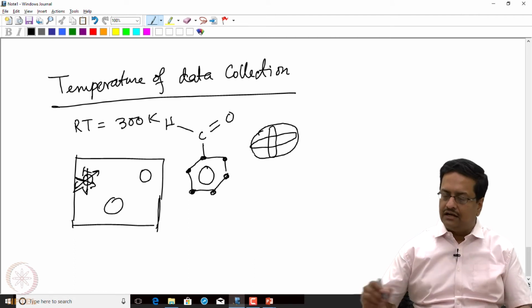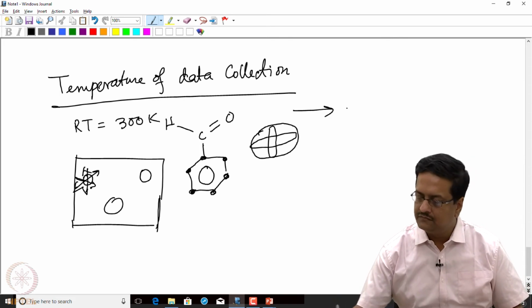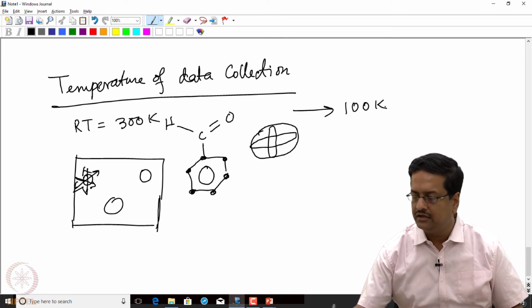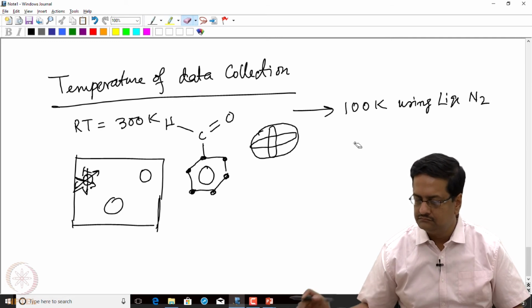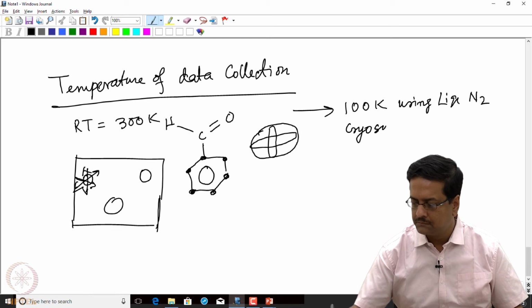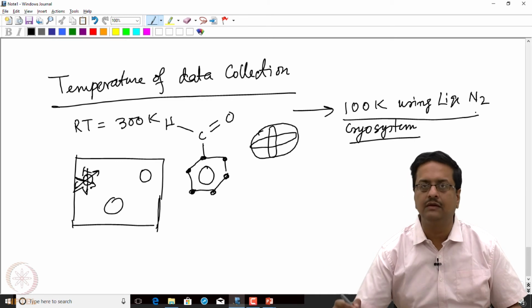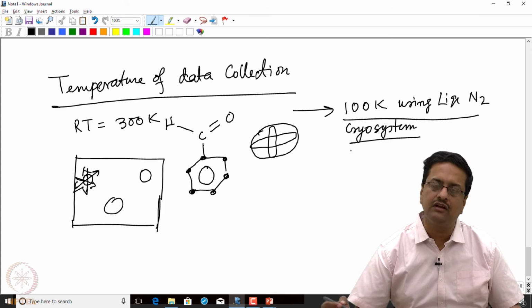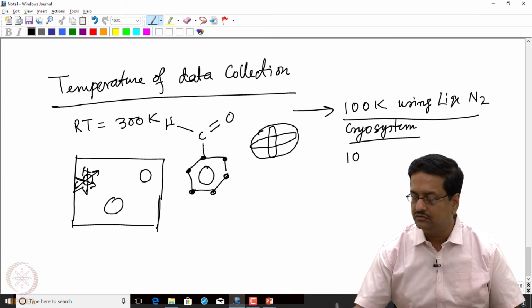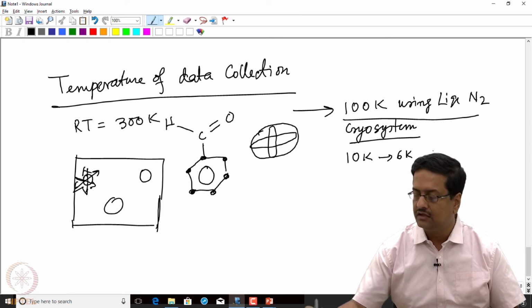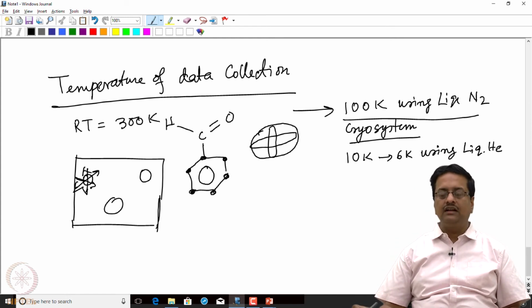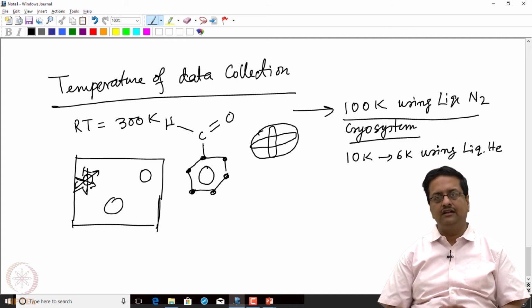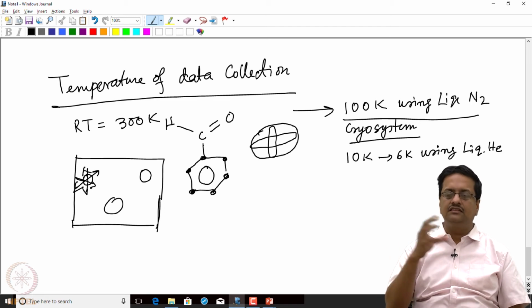So, that is why one tries to collect data at much lower temperature. Ideally, one should collect the data at 100 K using a liquid nitrogen cryosystem to reduce the thermal vibration, but for very high quality, very accurate charge density measurements, one can go even down to 10 Kelvin or lower, down to 6 Kelvin, using liquid helium as a source of cooling. So, what happens at much lower temperatures, maybe 50 degrees to 100 degrees or maybe 170 degrees lower than room temperature, this thermal vibration is reduced.